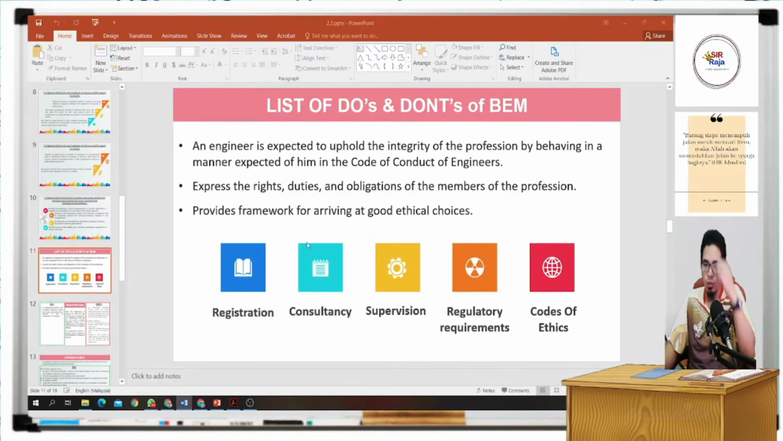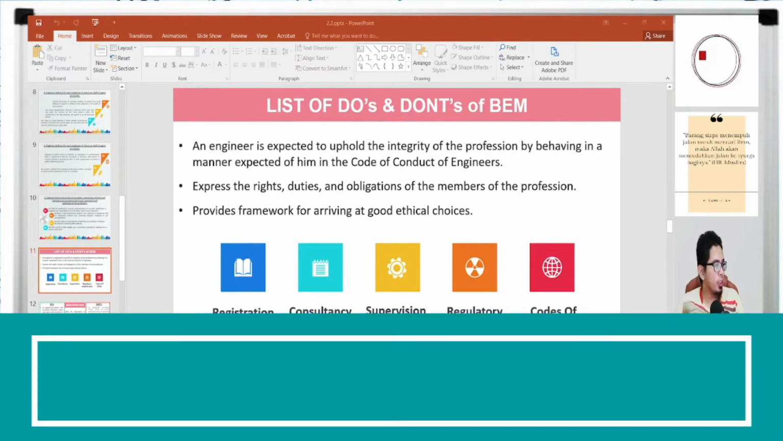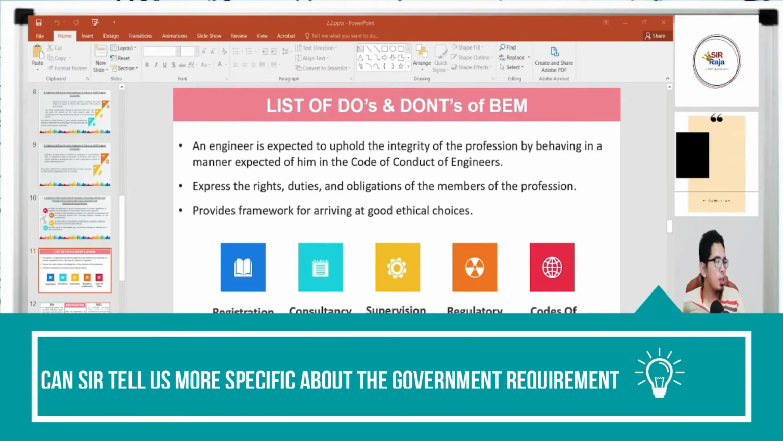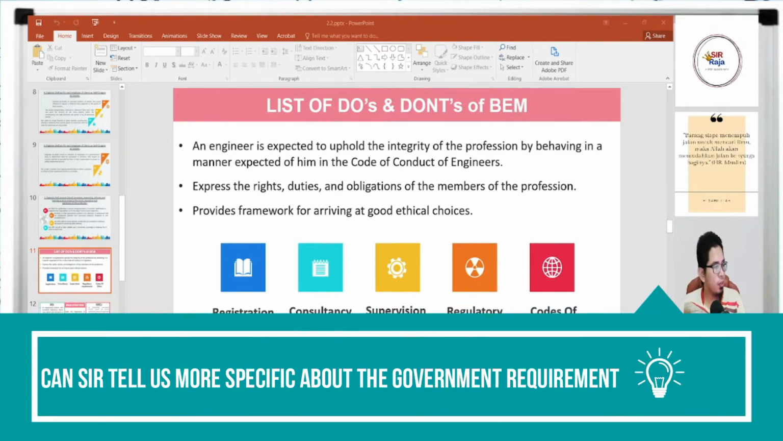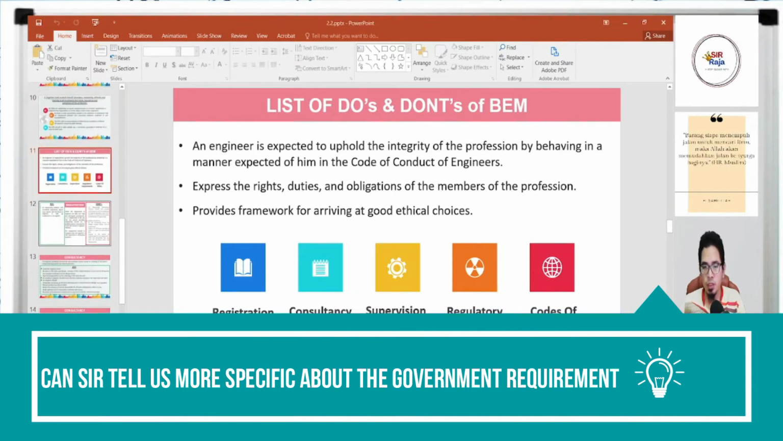Okay. So now we have summarized things, and now let's go to the first question. The first question is, can Sir tell us more specific about the government requirements? So maybe this is for consultancy.